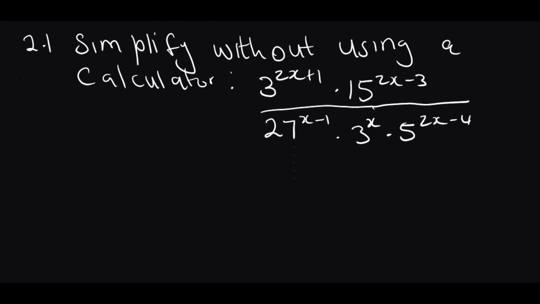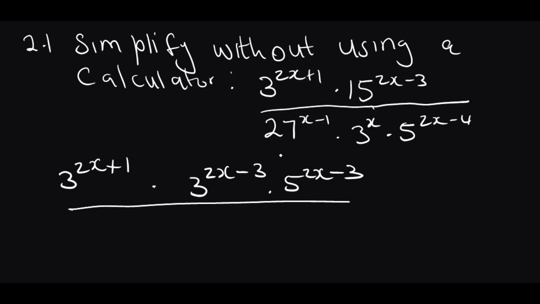Right. Okay, let us move. We will write it as it is, meaning we will have 3 to the power 2x plus 1 times, then this 15 we can split it into 3 to the power 2x minus 3 times 5 to the power 2x minus 3, all over this 27 can be written as 3 to the power 3x minus 3 times 3 to the power x times 5 to the power 2x minus 4.